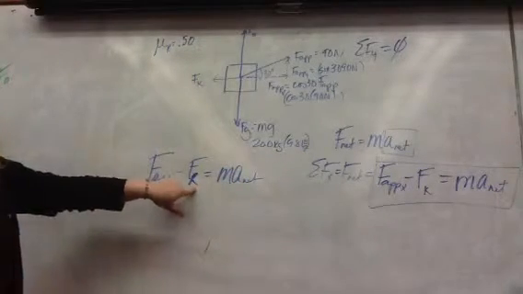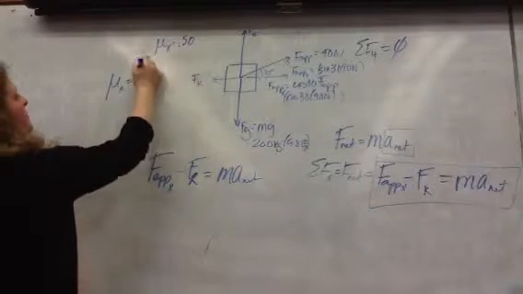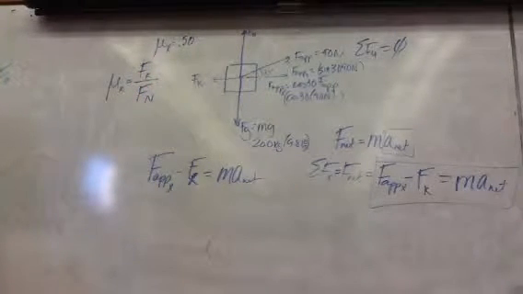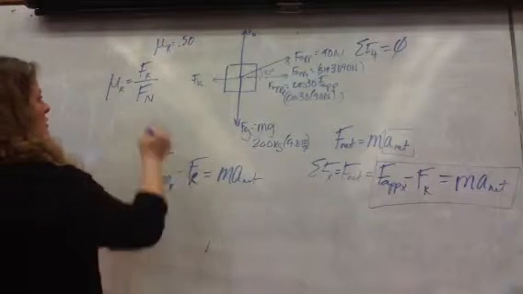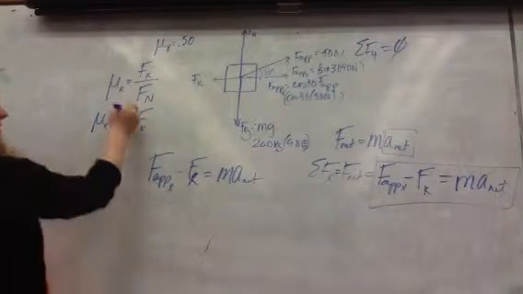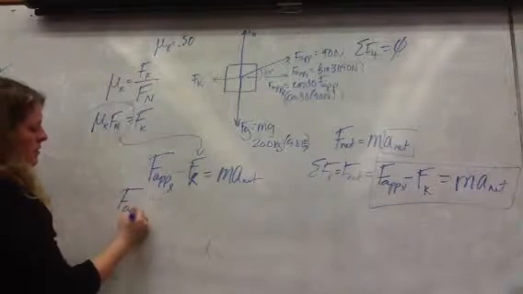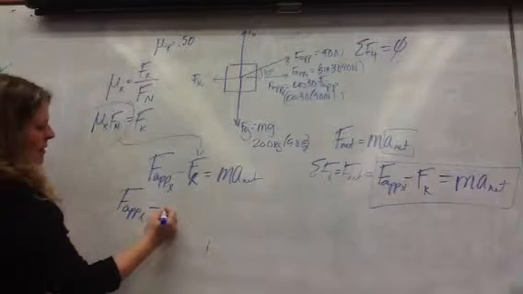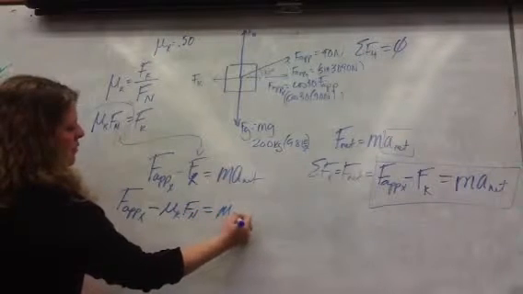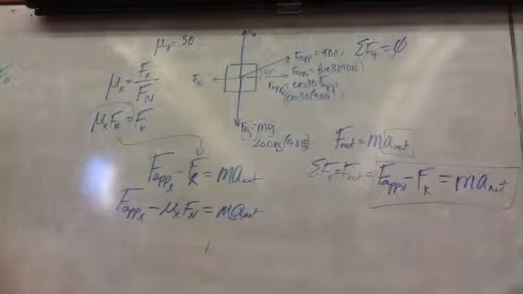Do we have an expression for f sub k? Sure do. Mu k equals Fk over Fn. Can we create then mu k Fn equals Fk? Okay, so now we're up to force applied x minus mu k Fn equals m a net. Do we have Fn?